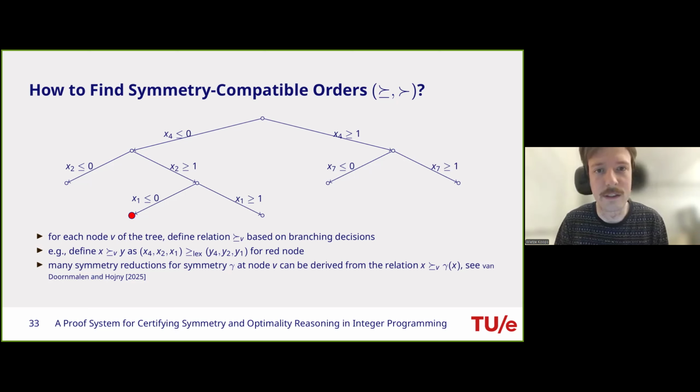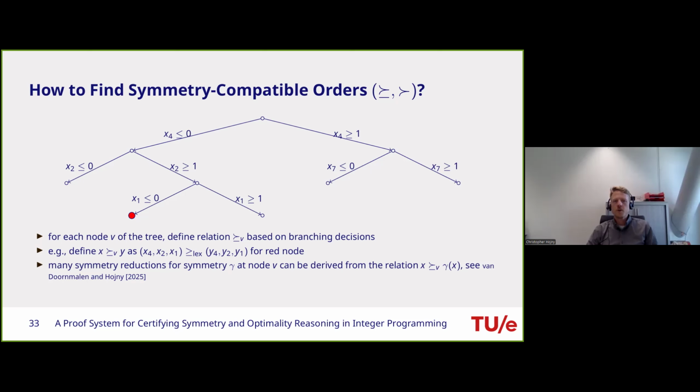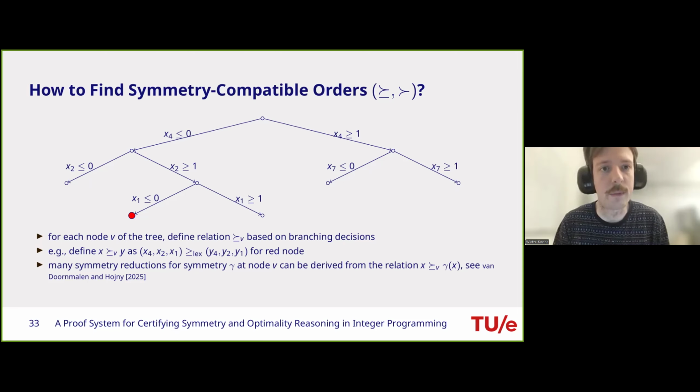So this works because the reductions are only locally valid. I do not add them to the entire problem, but suppose I'm at this red node, then I only impose the symmetry reductions at the red node or its successors. But I will not carry it over to, let's say, the node here on the right-hand side. Okay, and then in practice, you would just delete those constraints once you have handled that node.